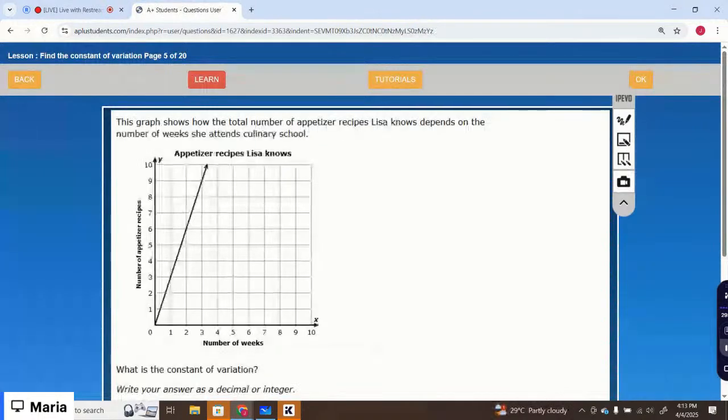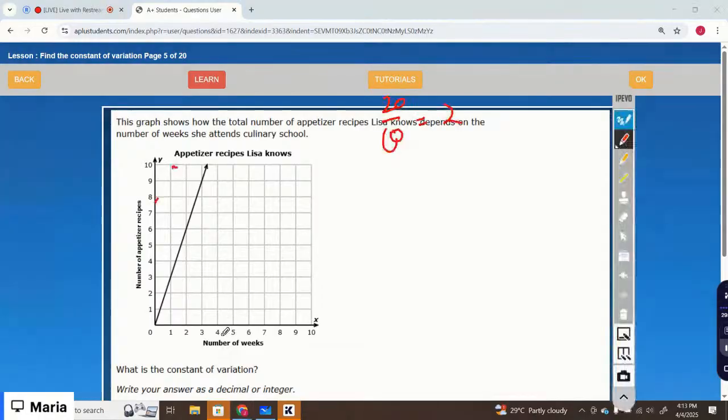The graph shows how the total number of appetizer recipes Lisa knows depends on the number of weeks she attends culinary school. What is the constant of variation? So just select any 2 points on the graph. The change in y is 3 divided by 1. So the slope is 3.